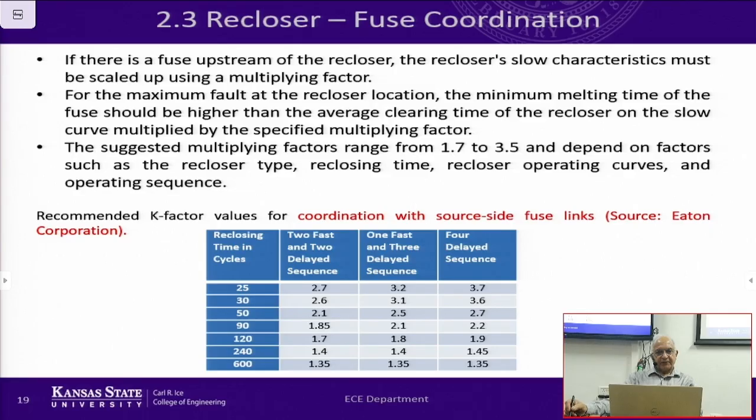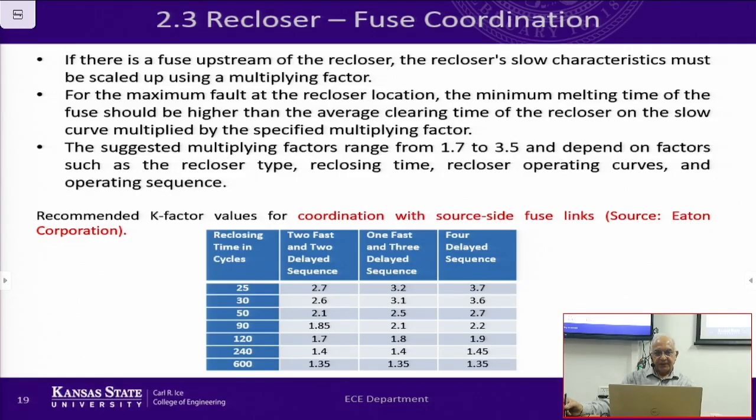Okay, now sometimes there is a fuse upstream of the recloser, because many times what happens is that you have a recloser, then you have a transformer, and on the upstream side there is another fuse. So that fuse also has to be coordinated with the recloser. So in that case, we also use a multiplying factor on the recloser characteristics to coordinate with the fuse which is upstream. So the recloser characteristics are multiplied by a K factor, moving it up by a little bit, and then put the fuse up there.